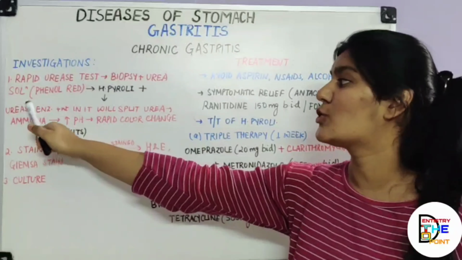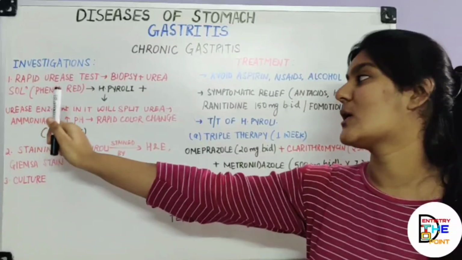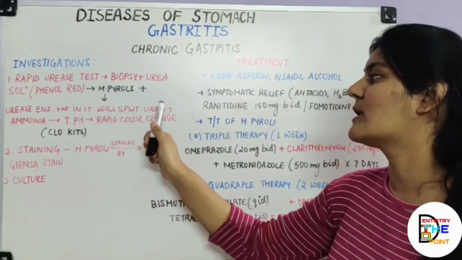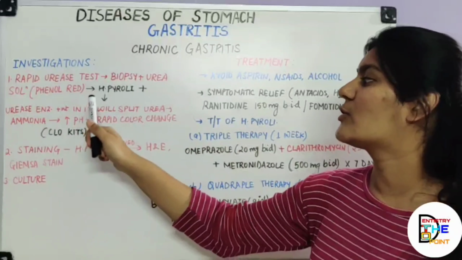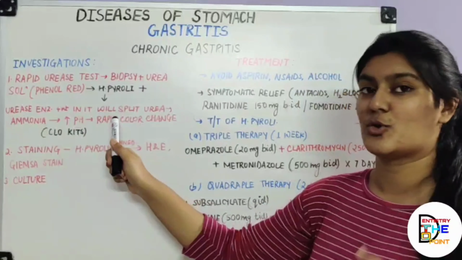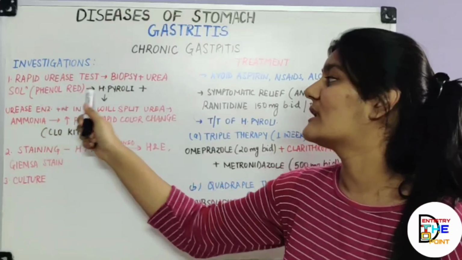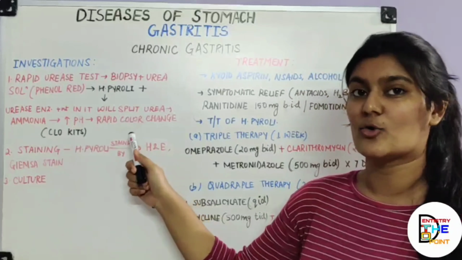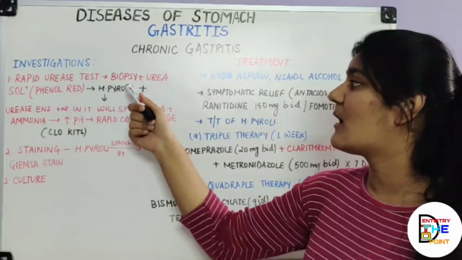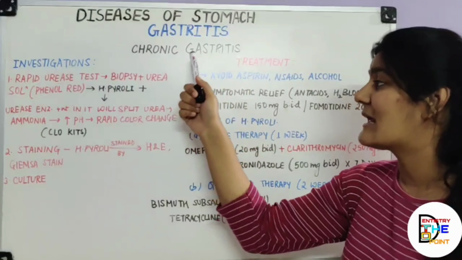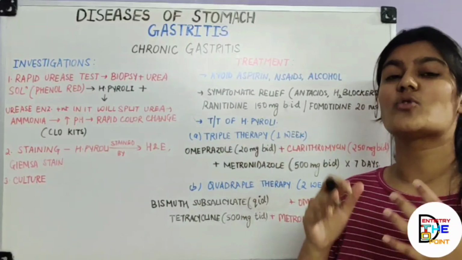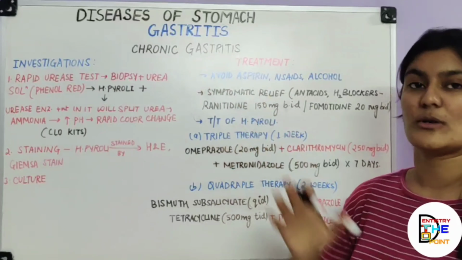then as we mentioned earlier, H. pylori contains the urease enzyme, so it is going to break down or split your urea to ammonia. Ammonia is a base, so the pH is going to increase, and due to the alkaline change there is obviously going to be a change in color, indicating the presence of H. pylori. We do the H. pylori test because, as I mentioned, chronic gastritis due to H. pylori is the most common form manifested as chronic gastritis.